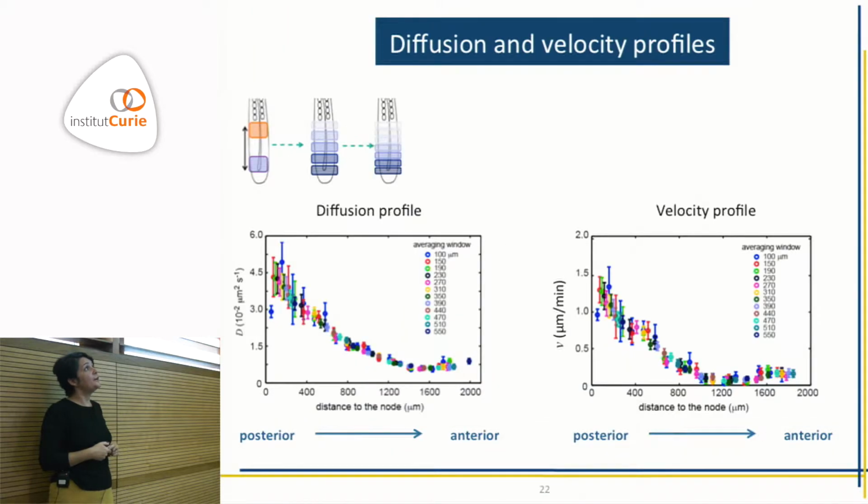Okay, after these experiments, we wanted to go a bit more in detail of the profile of this diffusion and velocity gradient. So instead of dividing our PSM in 3 parts, we did smaller groups of cells, so smaller windows. And here you see that it's not that linear. It's a little bit more like exponential decay for these 2 parameters. So we wanted to see how, by having this kind of data, we could explain what is happening for the elongation of the embryo.